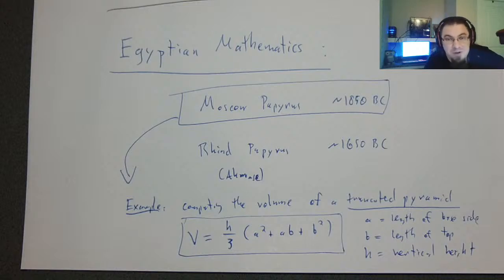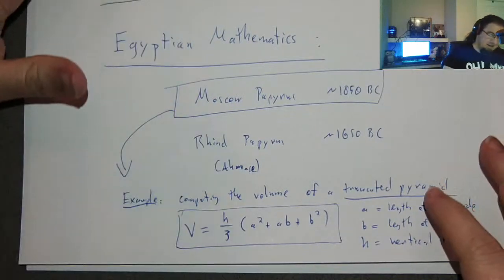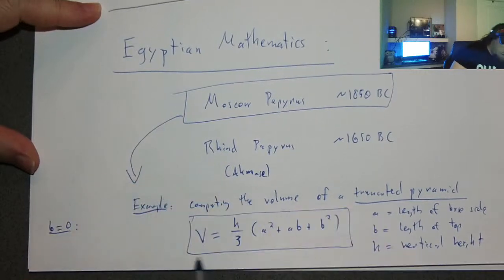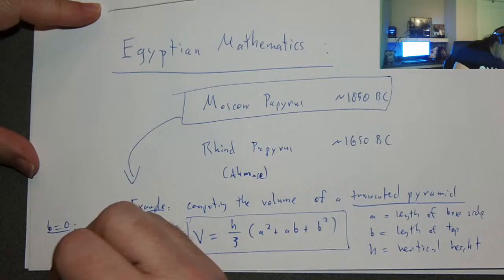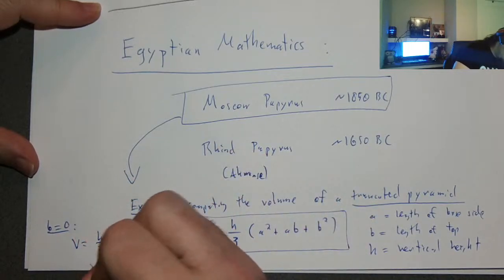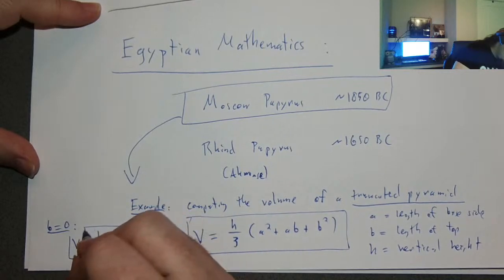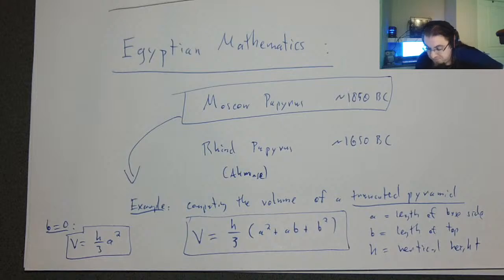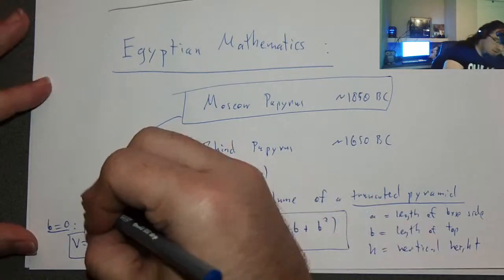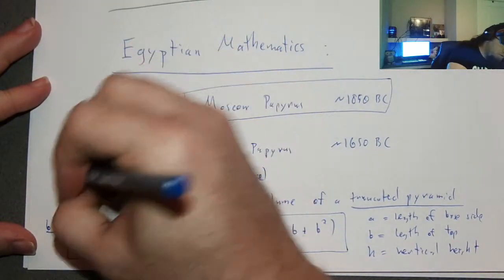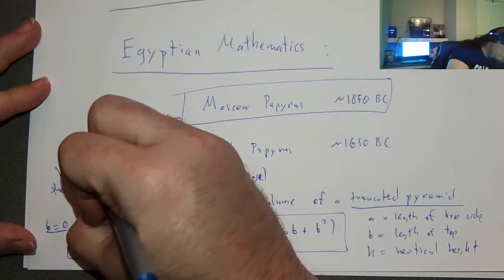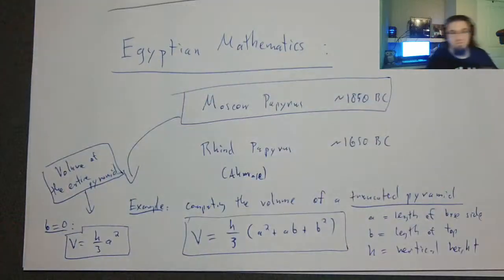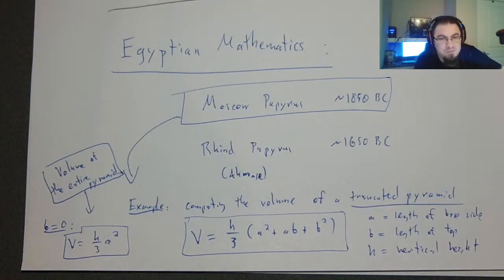if I take this truncated pyramid, but I actually don't truncate it at all, if I don't cut off the top at all, then what could I say that the side length of the top square is? Well, in that case, b is 0. And so if b is equal to 0, what do I get here? Setting b equal to 0, both of these terms are 0, and what I get is that the volume is h over 3 times a squared. But what is that? This is the volume of the complete pyramid, right? This is the volume of the whole pyramid. Okay. So that's interesting. And apparently that's the most interesting part of the Moscow Papyrus.